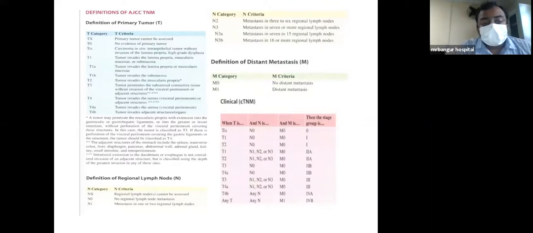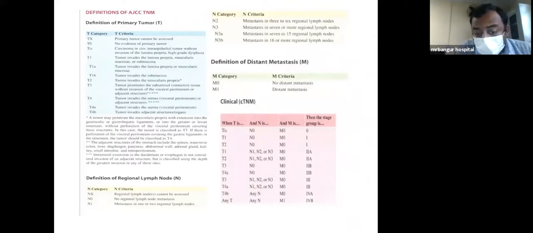T4, further divided into T4a and T4b. T4a, tumor invades the serosa, the visceral peritoneum. T4b, tumor invades the adjacent structures or organs. Now, definition of the regional lymph node. There, if the lymph node cannot be assessed, then it is NX, and no regional lymph node metastasis is N0.